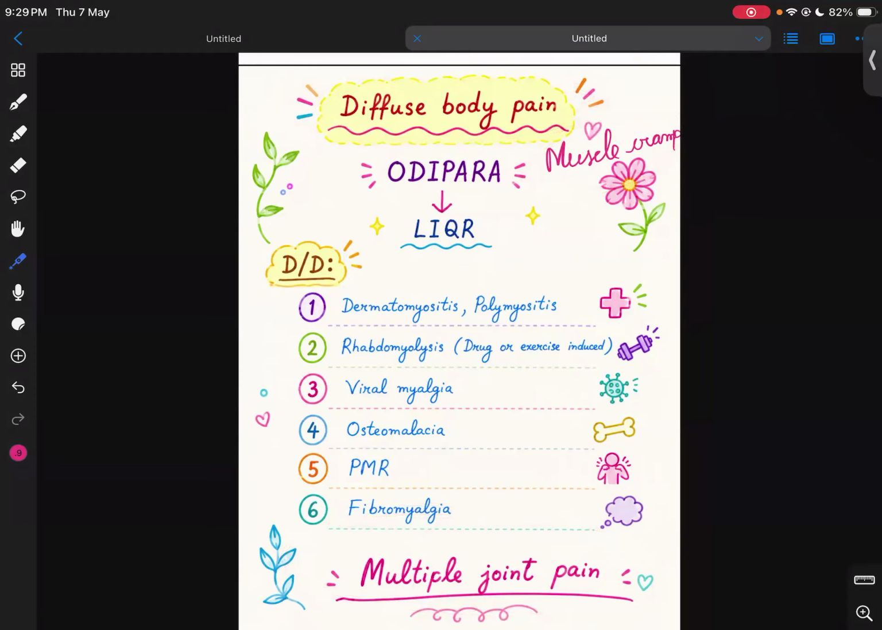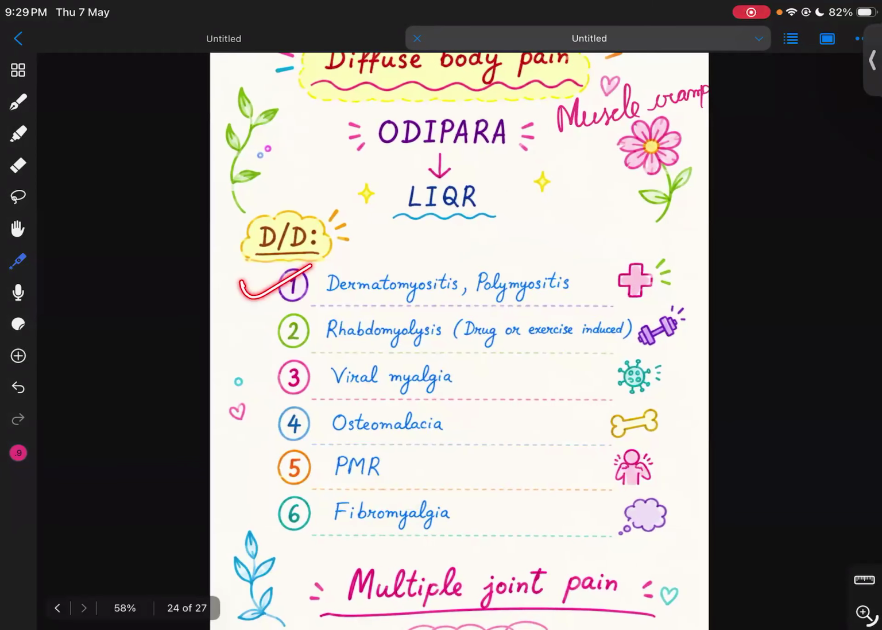Same prompt. The differential diagnoses are dermatomyositis or polymyositis, and rhabdomyolysis. This rhabdomyolysis can be drug-induced or exercise-induced. Drug means the patient is taking some cocaine or excessive NSAID. It can be due to viral myalgia or osteomalacia. This osteomalacia is due to vitamin D deficiency, or polymyalgia rheumatica or fibromyalgia.